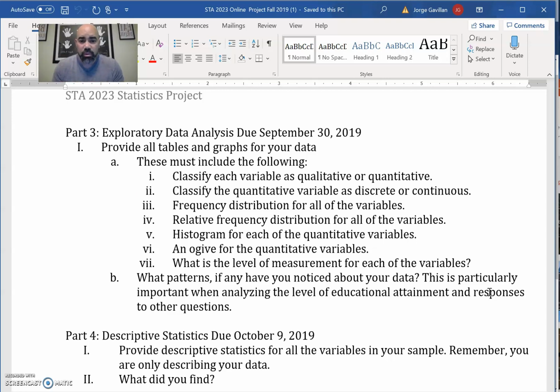You also have to give me the relative frequency distribution for all of the variables, and an ogive for quantitative variables. Again, if you go through the videos for chapter 2, all of these things are explained and shown to you, how to create these. And then you have to talk about the level of measurement for each of the variables.